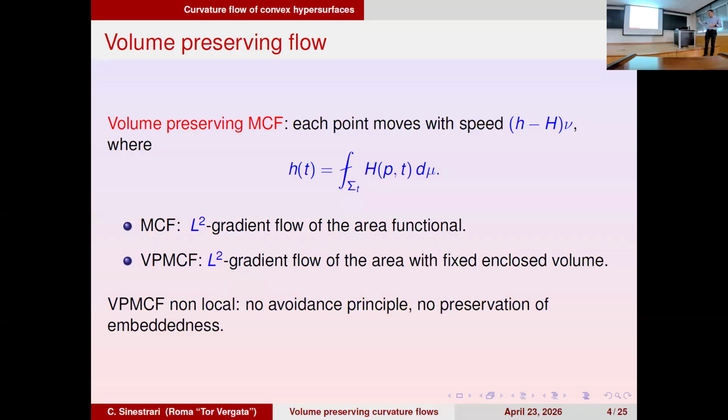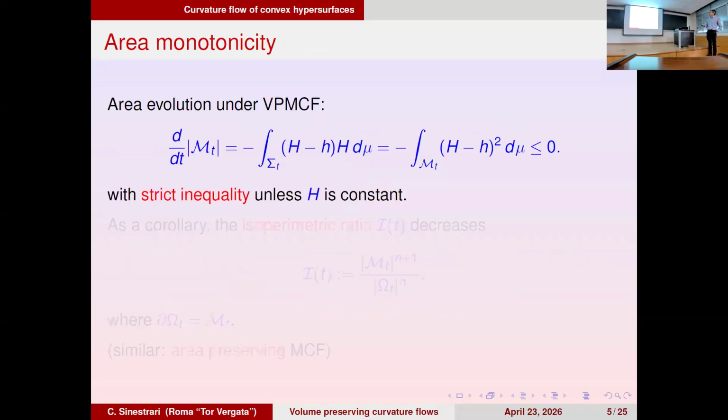We will not see this phenomenon in the cases I will consider, because the convex case is easier. So convex, at least for the flows I will consider, usually remains convex and therefore also embedded. But there is one thing which is nice about volume preserving.